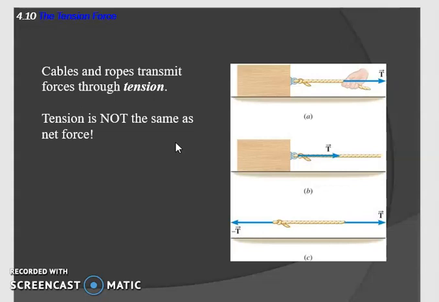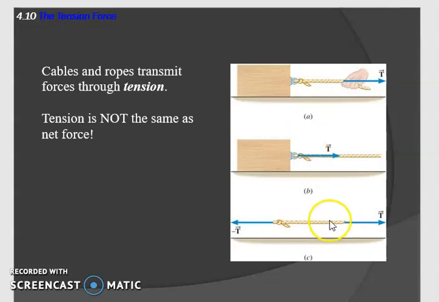I've always thought tension was kind of a weird force. Tension is, if you look at this rope, this person's pulling on the rope with a certain amount of force, and the rope is transferring that force onto the box. So if the person pulls with 100 newtons of force, the tension in the rope, if the box isn't going anywhere, it's going to be 100 newtons.